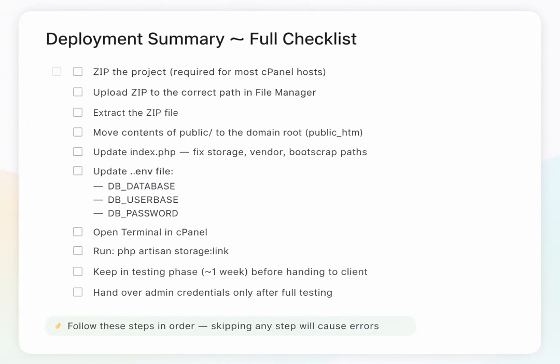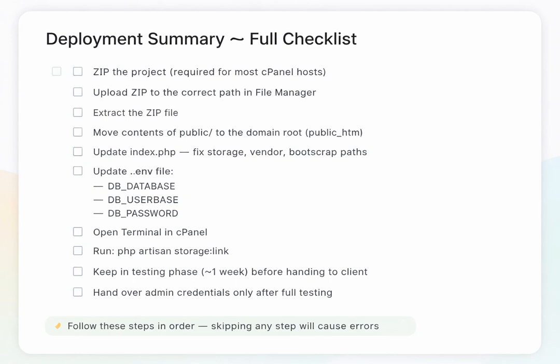These are the steps to follow every time you deploy a PHP or Laravel project to a live hosting server. Start by zipping your project and uploading it to the correct path in File Manager. Extract it, then move the contents of the public folder up to the domain root. Update index.php to fix the file paths, then update the .env file with the correct database name, username, and password. This is the most critical step.